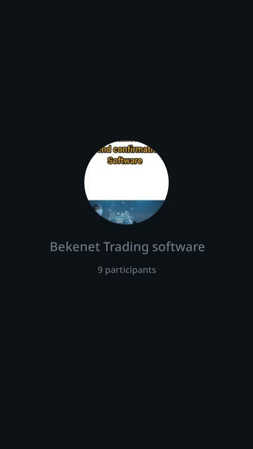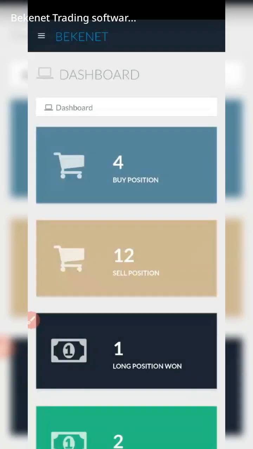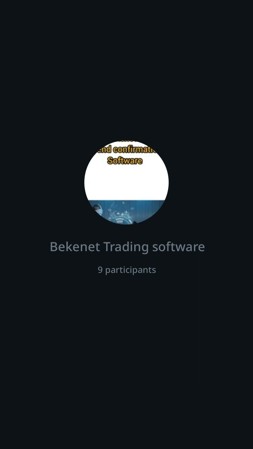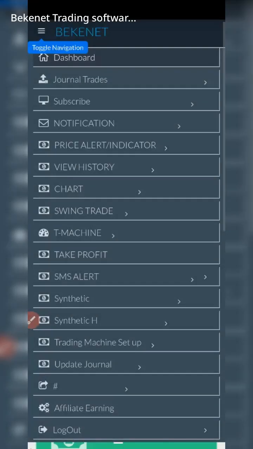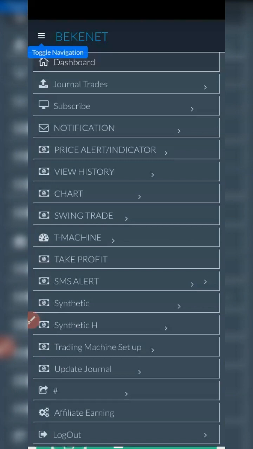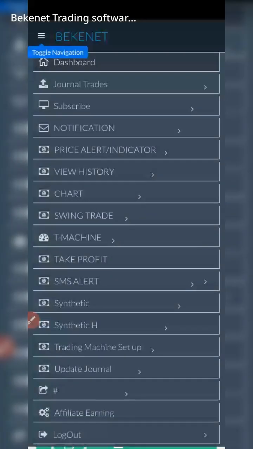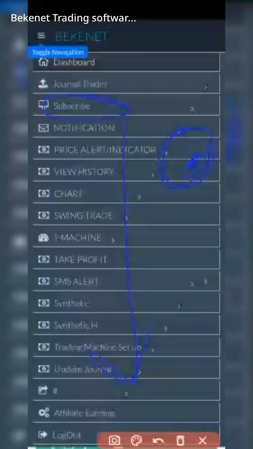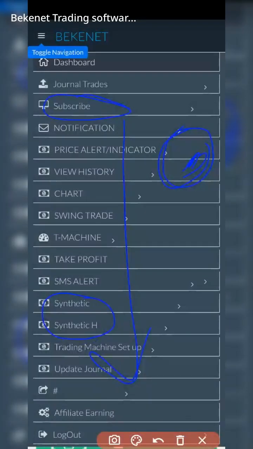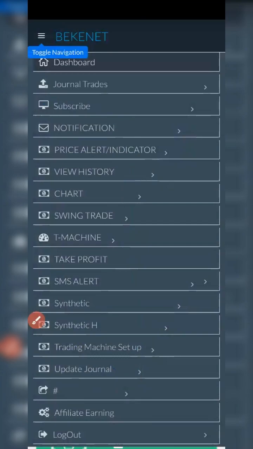Now, once you log in to the app, this is the first thing you're going to see. Once you sign up and log in, this is what you're going to see on the app. These are all the menus that control everything that's happening on the forex market. You understand? These are all the menus. You must subscribe first before you have access to all these menus. And this software also controls the synthetic aspect.